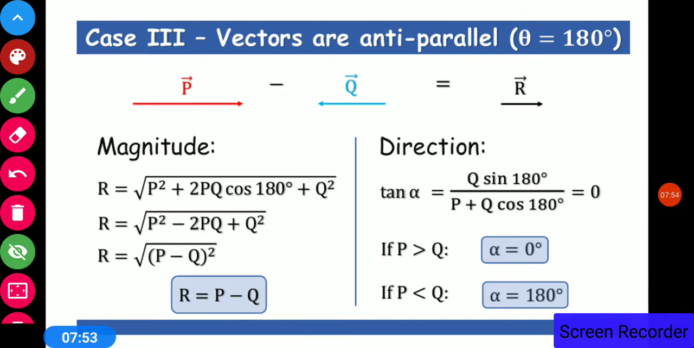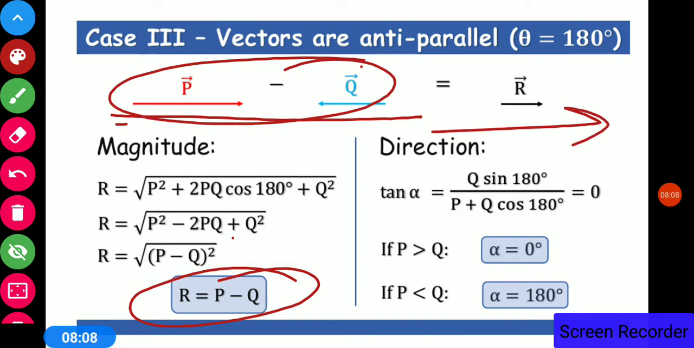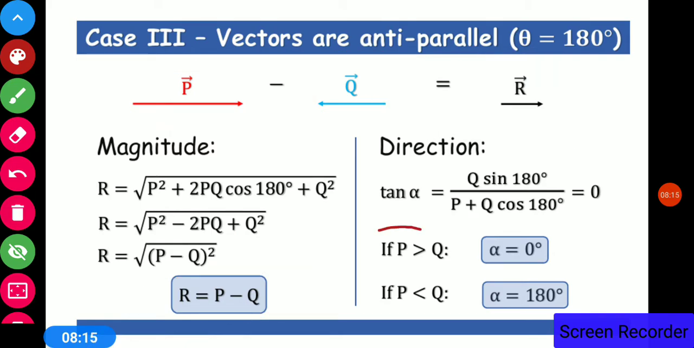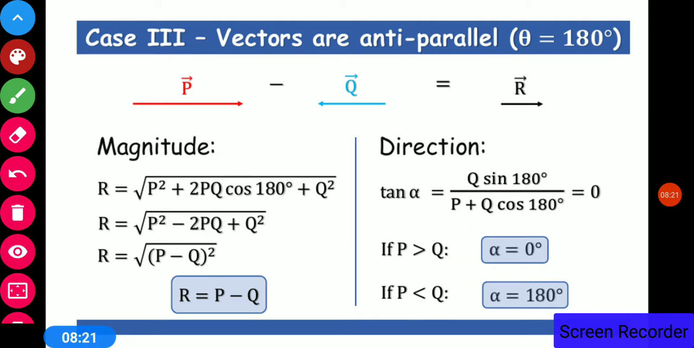If the two vectors are opposite to each other, then theta is 180 degrees and cos 180 degrees is minus 1. So this will reduce to P minus Q. If P is greater, then naturally for P minus Q the resultant will be in the direction of P. But if Q is greater, then the resultant will be in the opposite direction. So we can say that if P is greater than Q, then alpha is 0, and if P is less than Q, then alpha is 180 degrees.